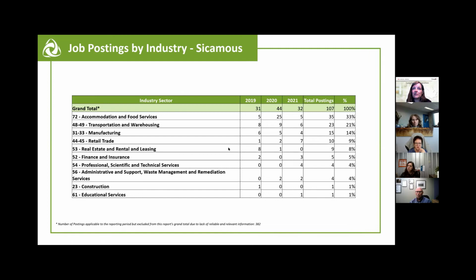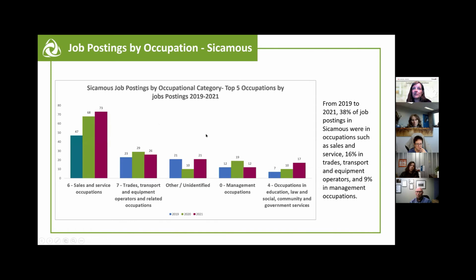This slide shows Sicamous, and again, what are the occupations specifically? In Sicamous, we see occupations in education, law, and social, community, and government services. I don't think we've seen that one pop up in the other 2 communities that we've looked at. The next slide.